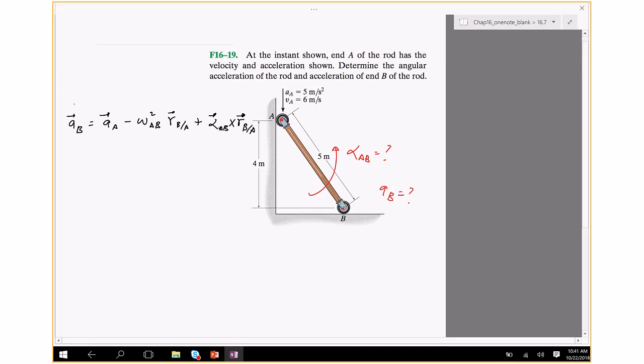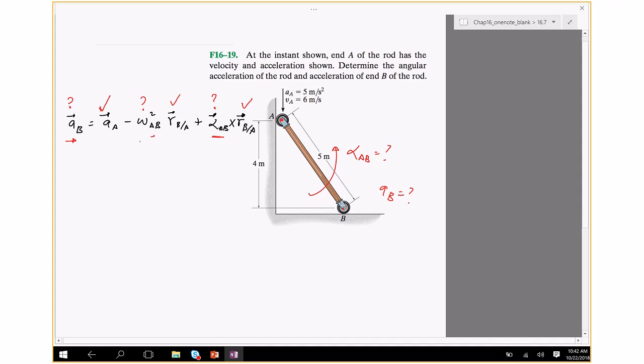Okay, a_B is an unknown, though we know the direction. We know that B is going to slide to the right or left, depending on how A moves. We know the acceleration of A. It's given as 5 meters per second squared downwards. Omega AB is unknown. You're not given the angular velocity of AB. You can find the vector from A to B. That's easy. And then alpha AB is unknown. We can assume the direction to be counterclockwise for alpha AB.